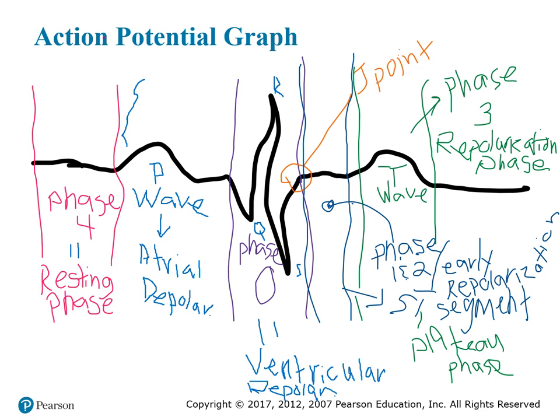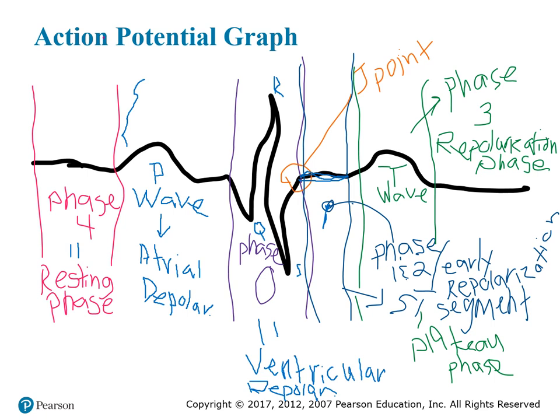Then we go into phase 1 and 2, which is signified right here. This is what we call the flat line right after our S wave goes up. This point right here that is circled is what we call our J point. This is the telltale sign of when we're going into our plateau phase, or our ST segment, or our phase 1 and 2, or our early repolarization phase. This little flat line here has all those names. So this in our action potential is our phase 1 and 2. In other words, our early repolarization phase, or our plateau phase, meaning it's plateauing out, meaning it's phasing out.